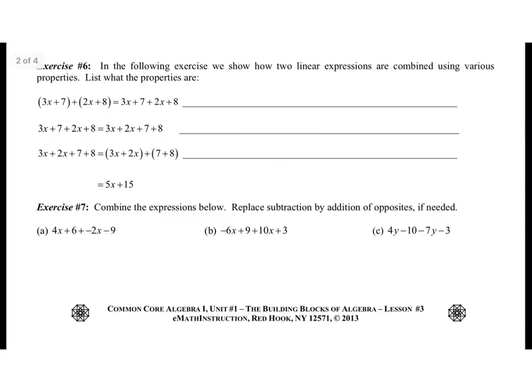In the following exercise, we show how two linear expressions are combined using various properties. List what the properties are. So for the first one, 3x plus 7 plus 2x plus 8 equals 3x plus (7 plus 2x) plus 8. This is the associative property of addition, because it changes the grouping.